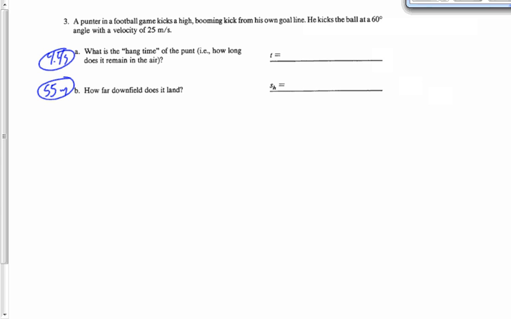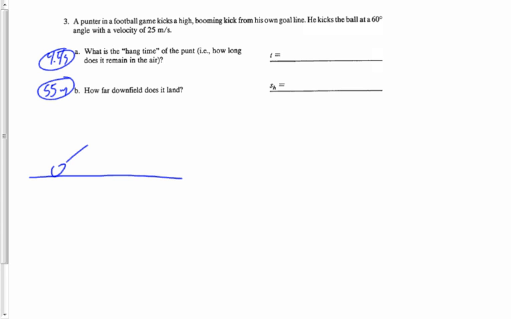He or she kicks the ball at a 60-degree angle with a velocity of 25 meters per second. What's the hang time? Now, if you're not a football fan or a sports fan, you might not even know what hang time means, but they tell us. They tell us that hang time is how long the ball was in the air for. Sometimes you want a long hang time when you're kicking a football. Give your guys a chance to run under the ball, right? To catch up to the offense before they actually go anywhere with it, so you can tackle them right away. And sometimes you might want a short hang time, depending upon the situation. We also want to find out how far downfield it lands.